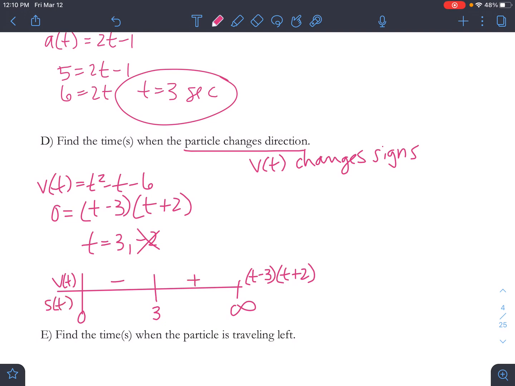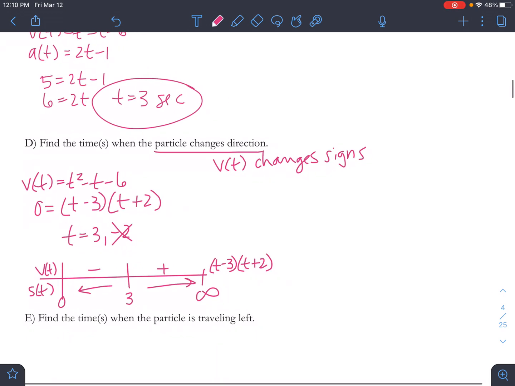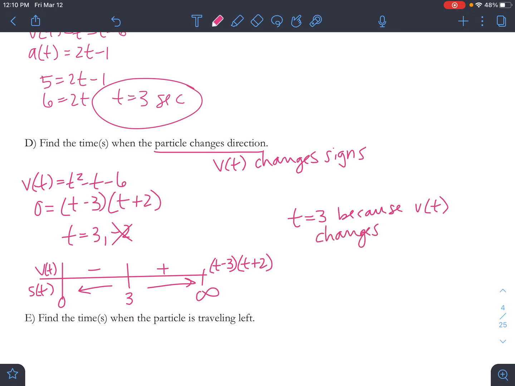What does that mean about position? That means I'm moving left. This means I'm moving right, aka at 3, we do change direction. So you would answer this at t equals 3 because velocity changes signs. Or you could say it changes from negative to positive.